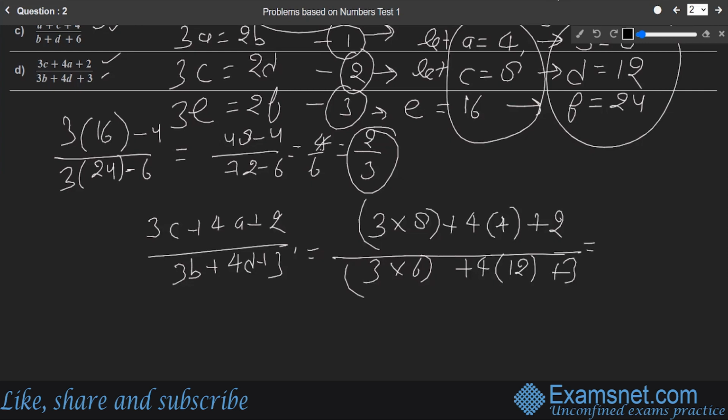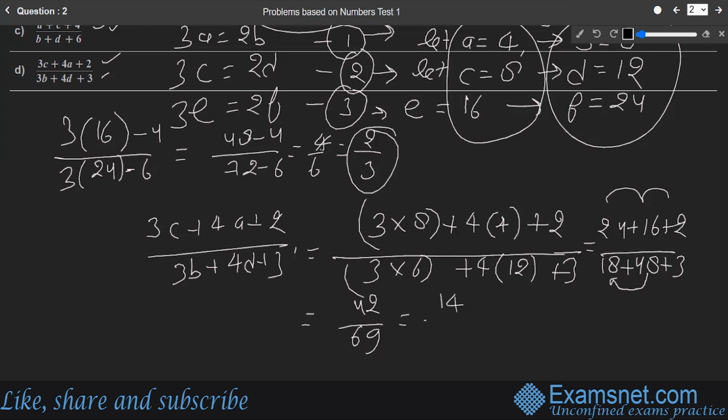If we try this, how much is coming? 8 3s are 24 plus 4 4s are 16 plus 2, divided by 6 3s are 18 plus 12 4s are 48 plus 3. That is coming as 24 plus 16 is 40, plus 2 is 42, divided by 48 plus 18 is 66 plus 3, which is going to be 69. If we try to cut this, we can cut this using 3. So it's coming out to be 14 divided by 23, which is not at all equal to 2 by 3.